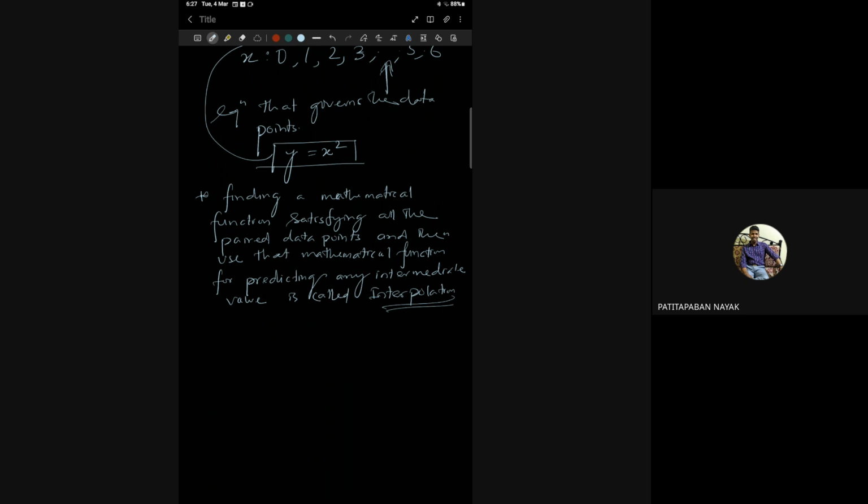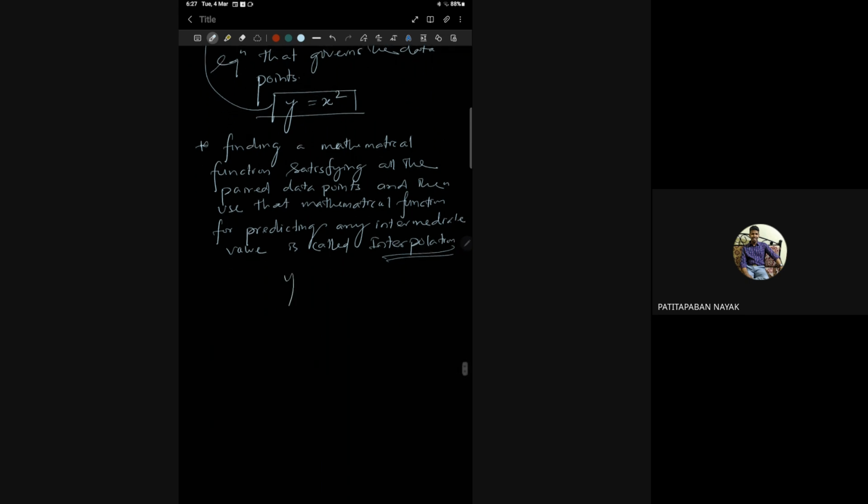So what exactly are we trying to find? We are trying to find a relation which is y is equal to f of x. We are trying to find that kind of equation. That's all. So that is called interpolation. For interpolation, we need numerical techniques or approximation methods. Next one is curve fitting.